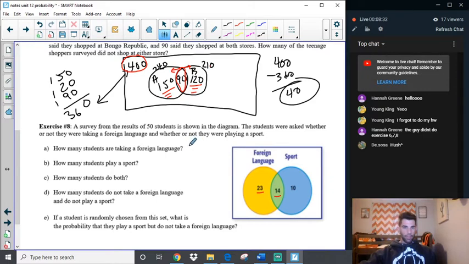so right here, that's going to be how many students take a foreign language. You're going to take the 23 that are only in foreign language, and then the 14 that are in both, and that's going to be 37. How many students play sports? That's the 14 and the 24. Okay, how many students do both? Well, that's the 14.